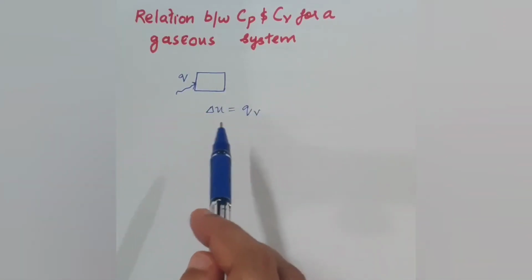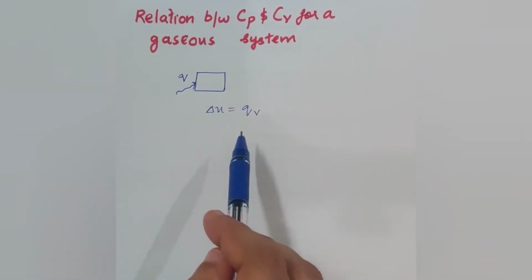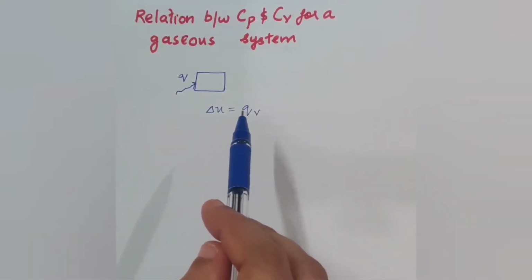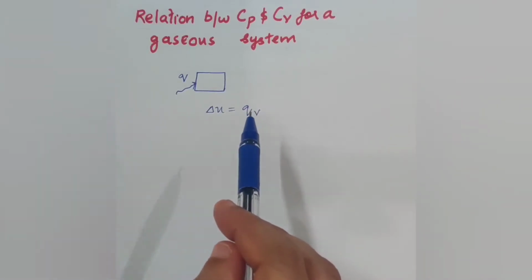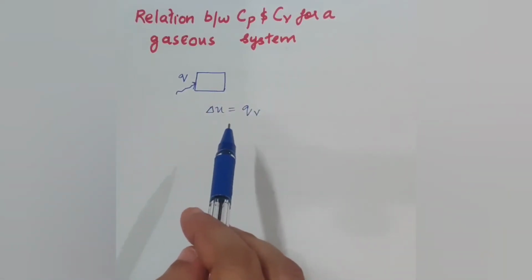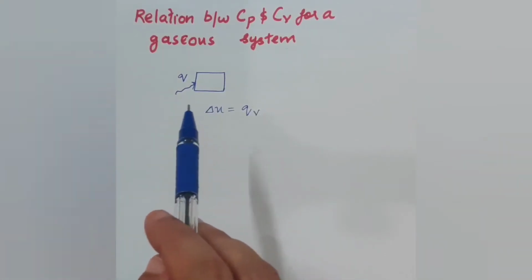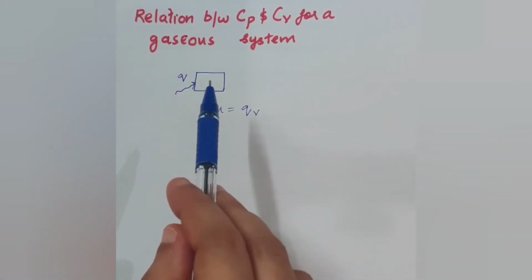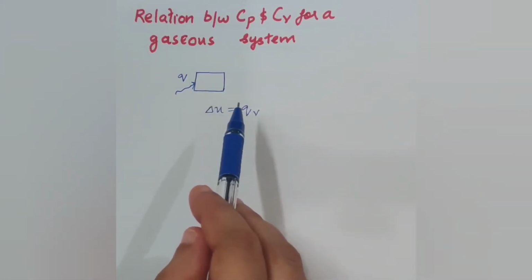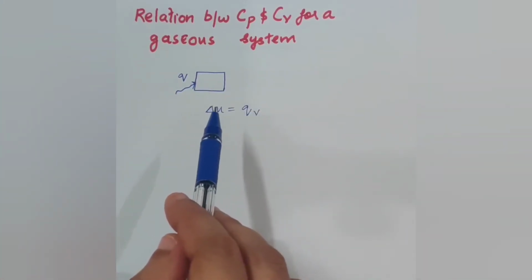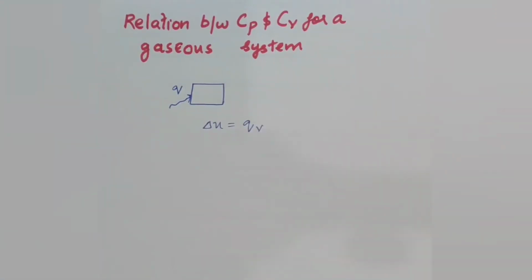But when heat is added to a system at constant pressure, what is happening? When heat is added to a system at constant pressure, a part of the heat is used for increasing the internal energy of the system and also for the expansion work, that is P delta V.